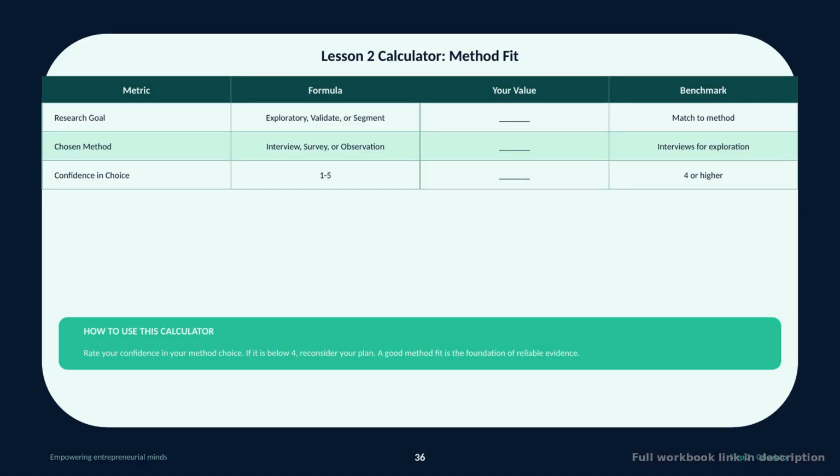First, define your research goal as exploratory, validate, or segment. It should match your method. Second, note your chosen method. The benchmark for exploration is interviews. Third, rate your confidence in your choice from 1 to 5. A score of 4 or higher is the benchmark. Rate your confidence. If it is below 4, reconsider your plan. A good method fit is the foundation of reliable evidence.